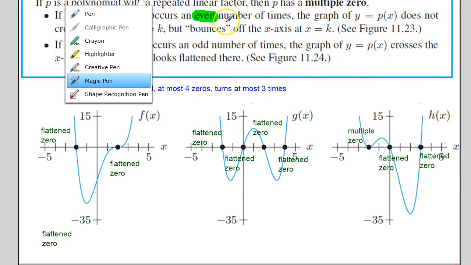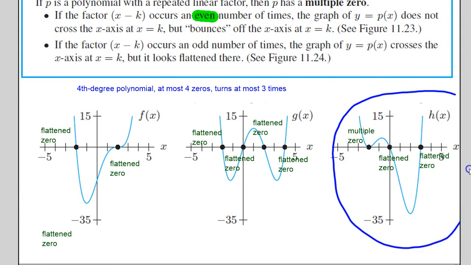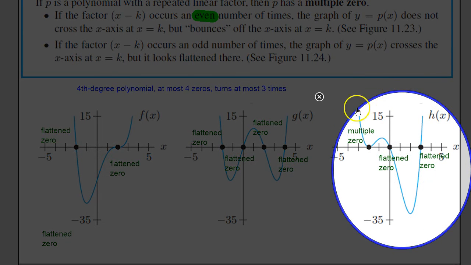Okay? And over here for this graph, we have an actual multiple 0 because we have a bounce and then 2 flattened zeros. So since this is a degree 4 polynomial, then that must mean this linear factor or 0 must be a multiple 0 with a power of an even number, 2 or 4 or 6. But since this is a 4th degree polynomial, then this linear factor should have a power of 2, where each of these has a power of 1.